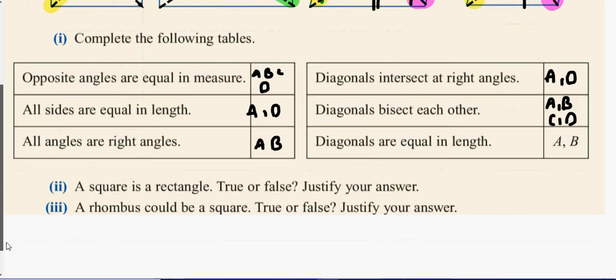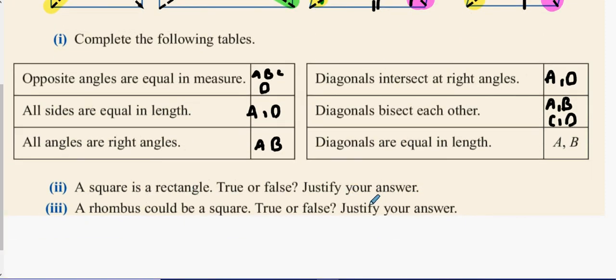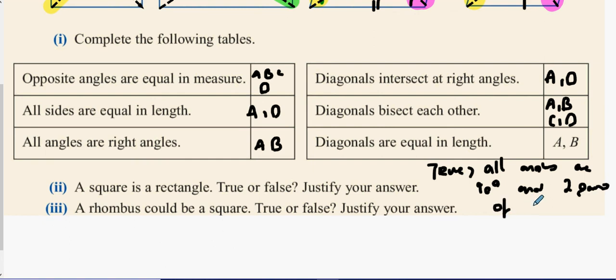Now, a square is a rectangle, true or false? Yes. Here's the thing, true. Reason being, all angles are 90 degrees, and two pairs of sides are the same length. Here's a saying: all squares are rectangles, but not all rectangles are squares.